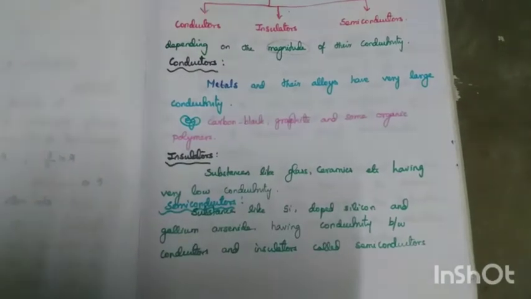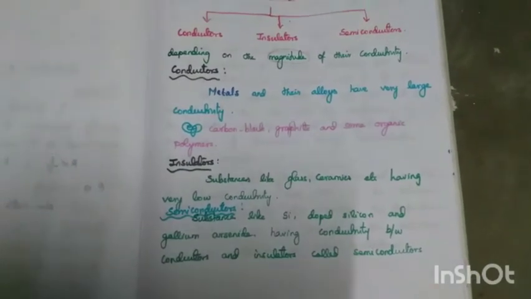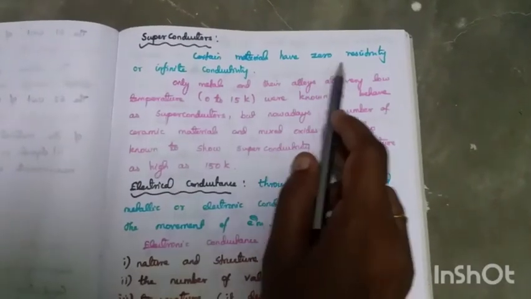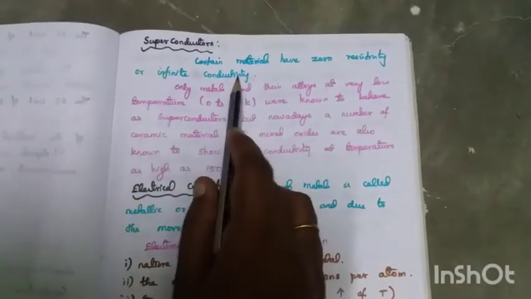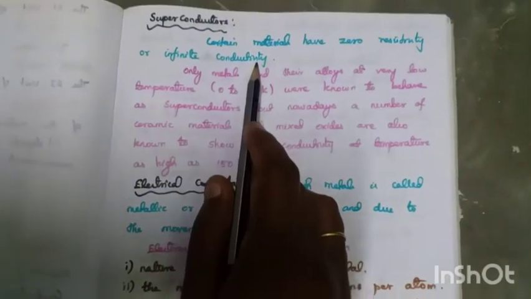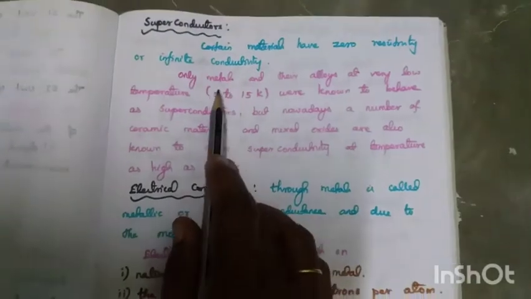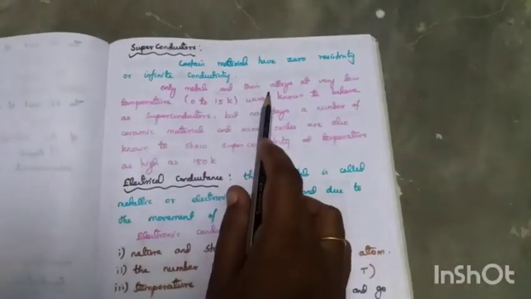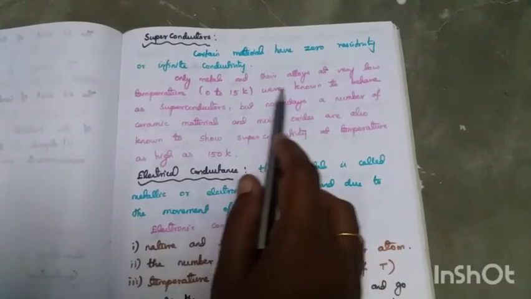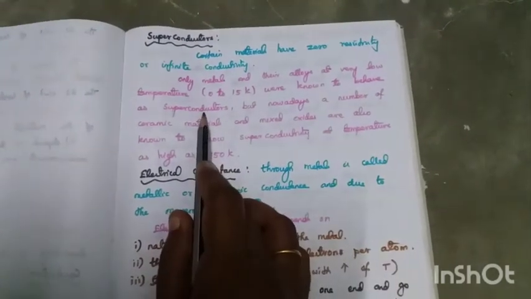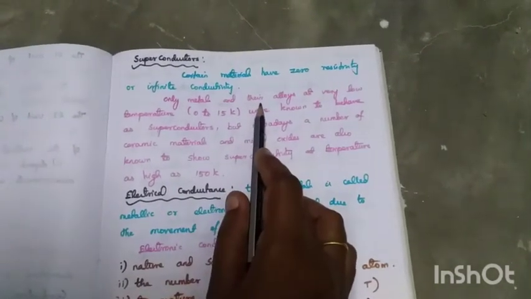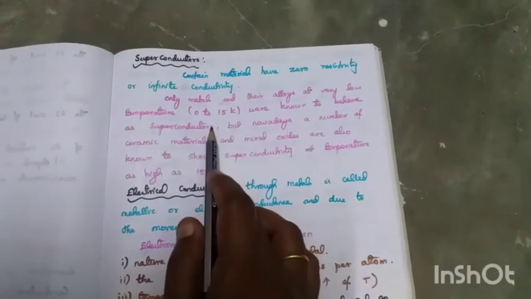These are the examples of conductors, insulators and semiconductors. Another type of material is called a superconductor. Certain materials have zero resistivity or infinite conductivity. Those that can conduct electricity without any resistance are known as superconductors. Only metals and their alloys at very low temperature were known to behave as superconductors.